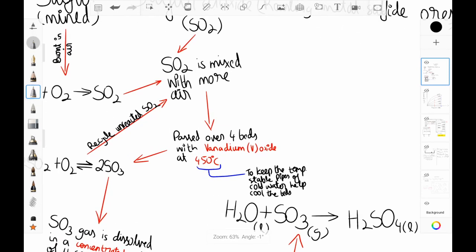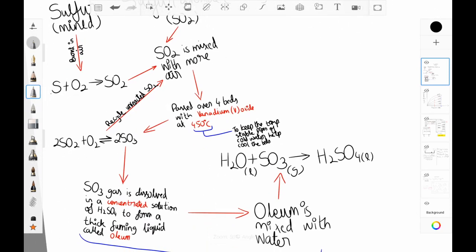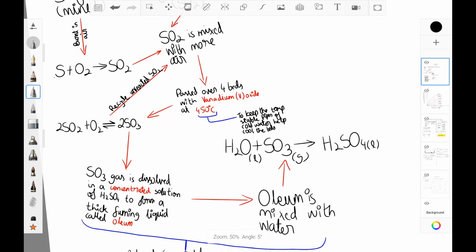And then this sulfur dioxide is mixed with more air, which can then be passed over beds of vanadium 5 oxide at 450 degrees Celsius. The vanadium 5 oxide is an oxide of a transition metal, and it's a catalyst in the contact process. And 450 degrees Celsius is the chosen temperature to help maximize yield in the contact process.